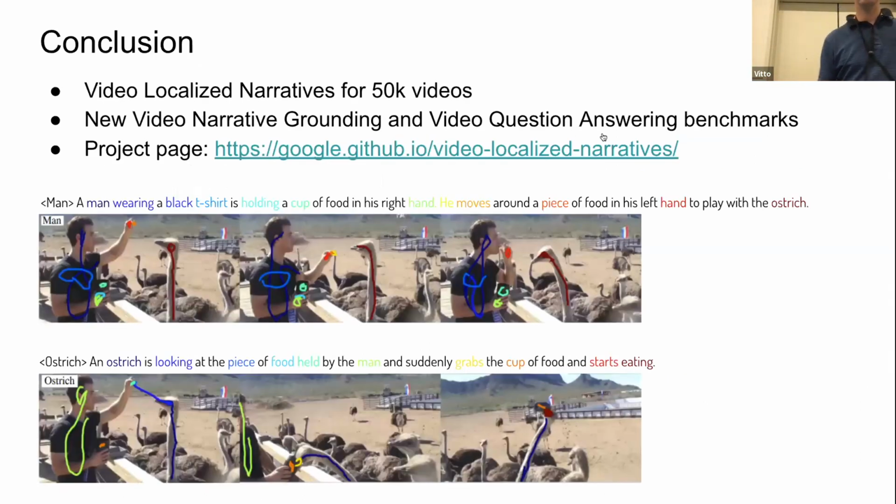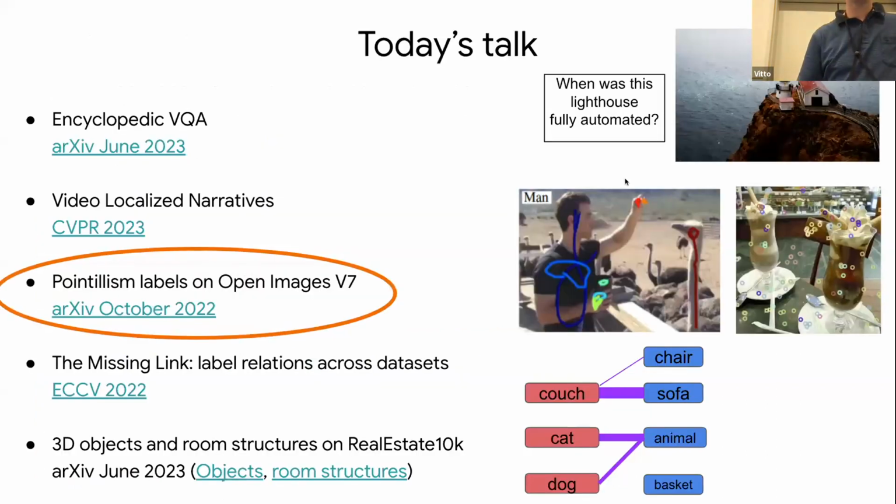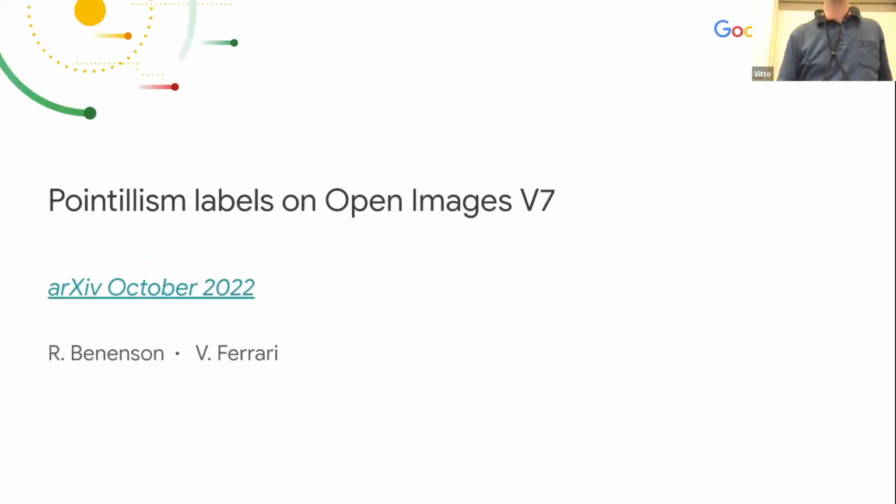So in conclusion, we made video localized narratives, after 2 years of finally thinking how to do it, on 50,000 videos. We also proposed a benchmark on top of it in case people want to use it as a test. Many people will use this data just for training, but it's okay. And if you want, it's all available, including a pretty visualizer there. So this brings me to the next part of the talk, point labels on Open Images V7.